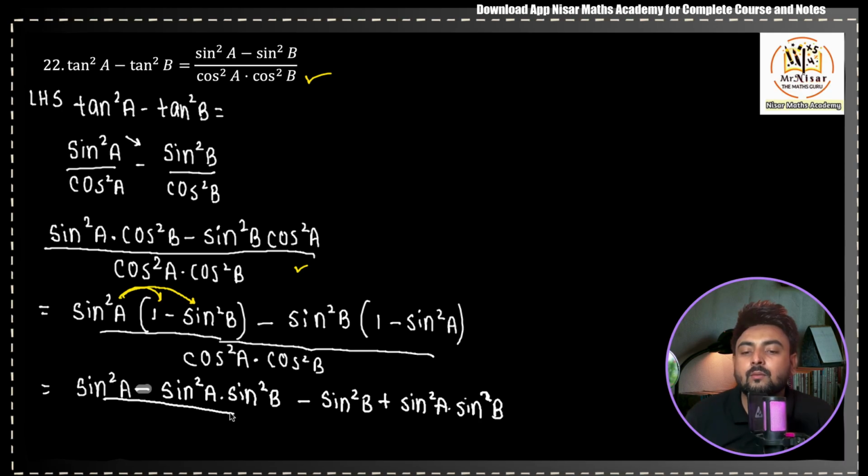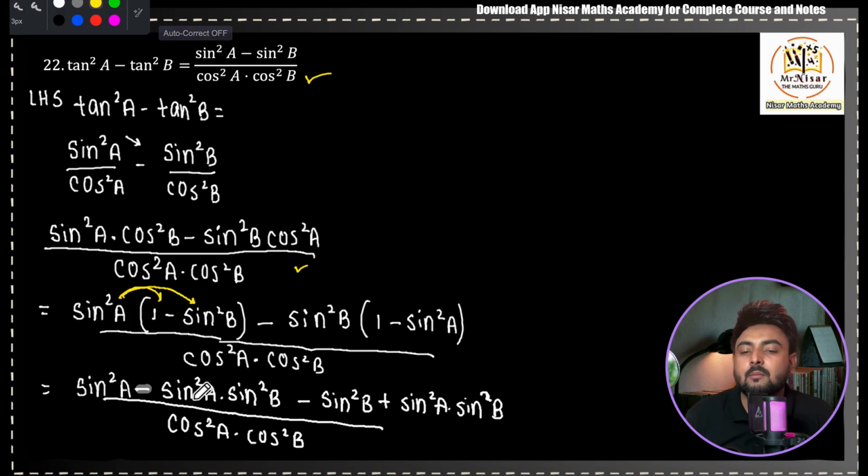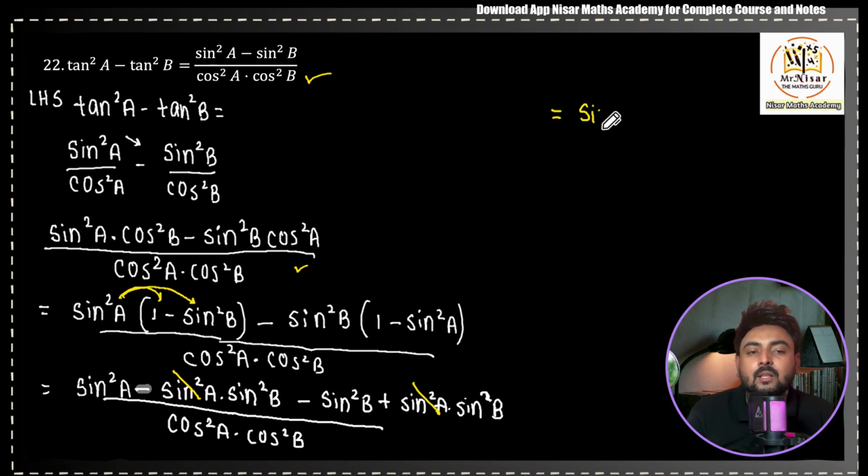Upon, in the denominator we have cos square A into cos square B. What will happen, children, here? Are you able to see something the same here? Minus sine square A into sine square B and plus sine square A into sine square B, both will get cancelled, and what is remaining? I'll write the final conclusion here. What's remaining here? Sine square A minus sine square B upon cos square A into cos square B. This is remaining, and this is nothing but our RHS.